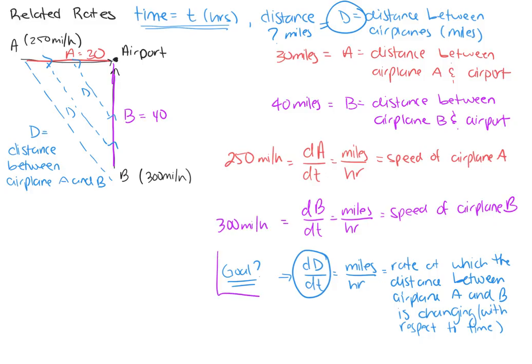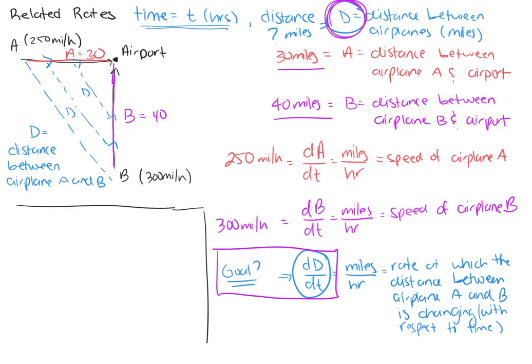In order for us to find dD/dt, we need to do a couple of things, and that is to first figure out what the distance is between the two airplanes when airplane A is 30 miles from the airport and airplane B is 40 miles from the airport. So to find D, we can use the Pythagorean theorem, because hopefully you can see here that I've got a nice right triangle. And so here I could just use the Pythagorean theorem, which tells me that if I square D, that is equal to the sum of A squared plus B squared.